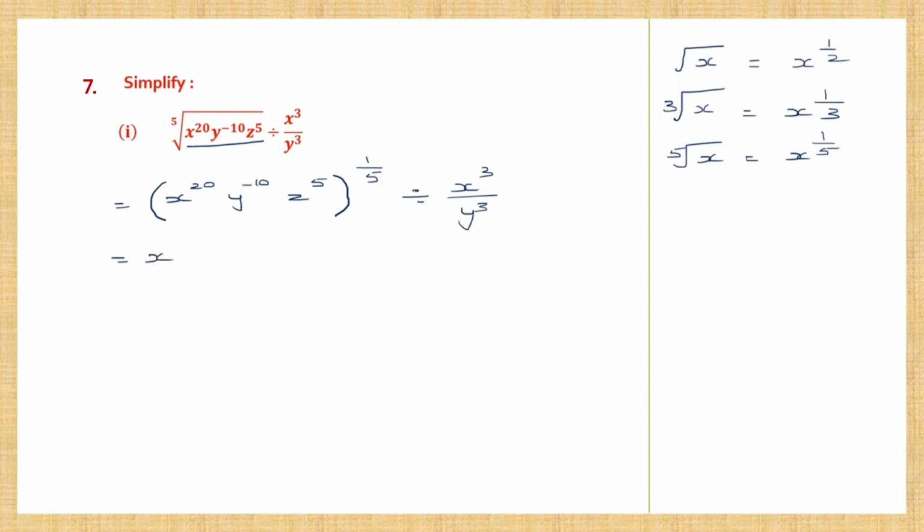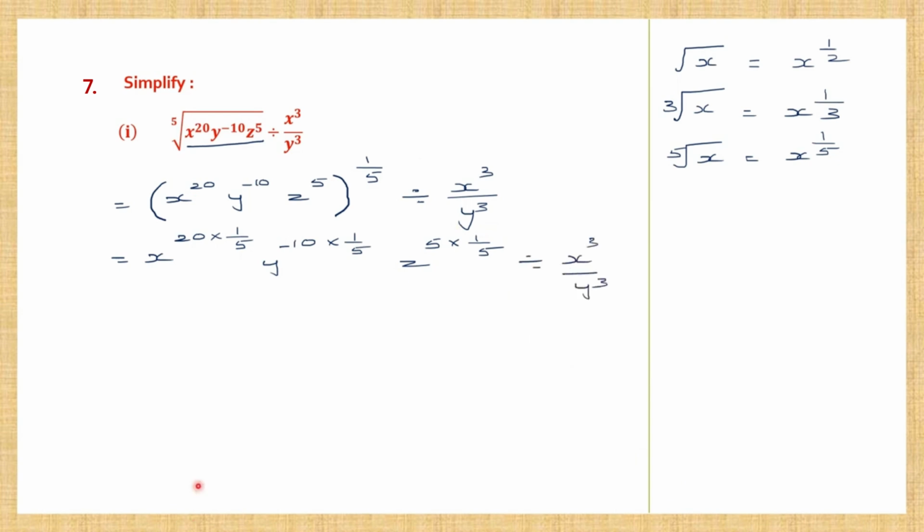So each one inside we're going to multiply it with 1 by 5. So x raised to the power of 20 into 1 by 5 into, now y is already raised to the power of minus 10 into 1 by 5. Again, z is raised to the power of 5 into 1 by 5. So what have we done here? We have multiplied each power with 1 by 5. That's what we've done here. Now the rest of it, we write it as it is. That is divided by x to the power of 3 by y to the power of 3.